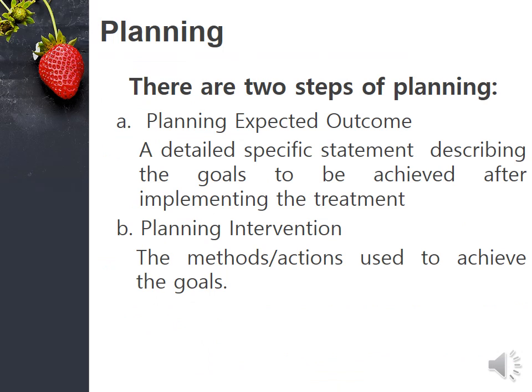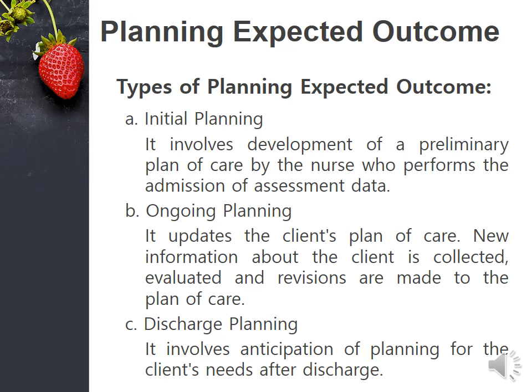There are 2 steps of planning: planning expected outcome and planning intervention. Planning expected outcome, a detailed, specific statement describing the goals to be achieved after implementing the treatment. While planning intervention, the methods or action used to achieve the goals. Types of planning expected outcome.